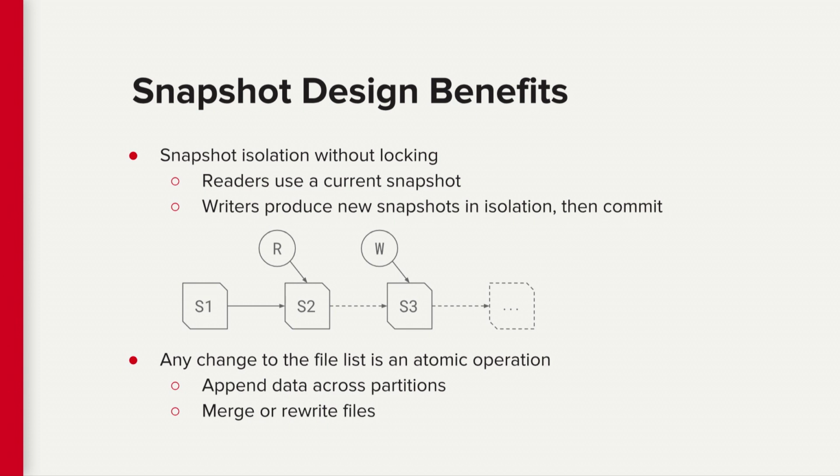So any change to this file list is an atomic operation. We can easily append data across partitions. We can merge or rewrite files within a partition. So what if you have a distribution of file sizes where most of them are large, but 10 files ended up being really tiny? We can go merge those 10 files and take care of the tiny files problem without affecting any other state in that table.